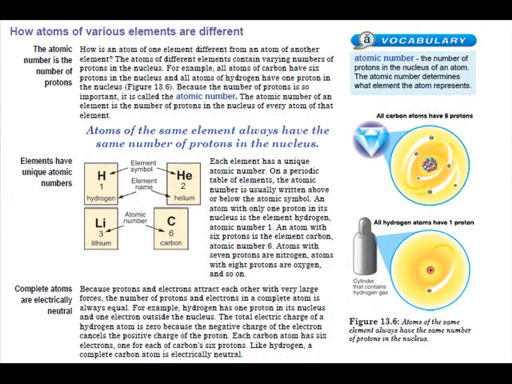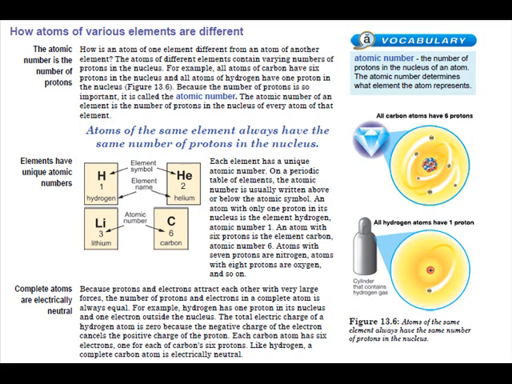How is an atom of one element different from an atom of another element? The atoms of different elements contain varying numbers of protons in the nucleus. For example, all atoms of carbon have 6 protons in the nucleus, and all atoms of hydrogen have 1 proton in the nucleus, figure 13.6. Because the number of protons is so important, it is called the atomic number. The atomic number of an element is the number of protons in the nucleus of every atom of the element. Each element has a unique atomic number.